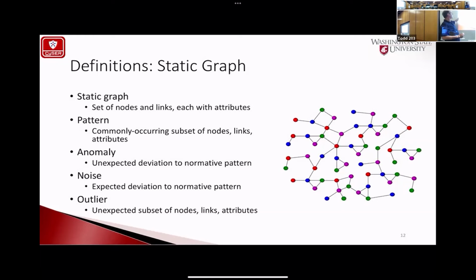And so our definition of anomaly is specifically in reference to a normative pattern. So that makes it not just an outlier. And it's an unexpected deviation, which means it's not noise. And so in order to find these kind of anomalies, we have to find these normative patterns and then look at all of the, kind of the structure around them and see if there's something that doesn't follow noise or an outlier pattern.